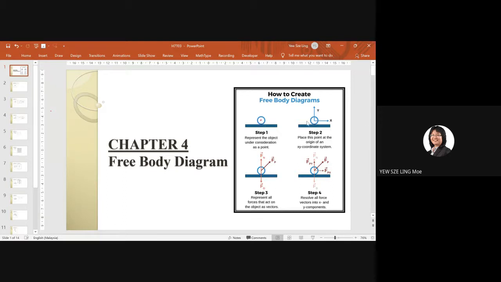And then you place a coordinate system. Usually, I won't draw an x and y axis. I will just use 2 vertical lines, so 2 dotted vertical lines. And then step number 3, you represent force as a vector. So let the force come out from the object. And then step number 4, you resolve it.